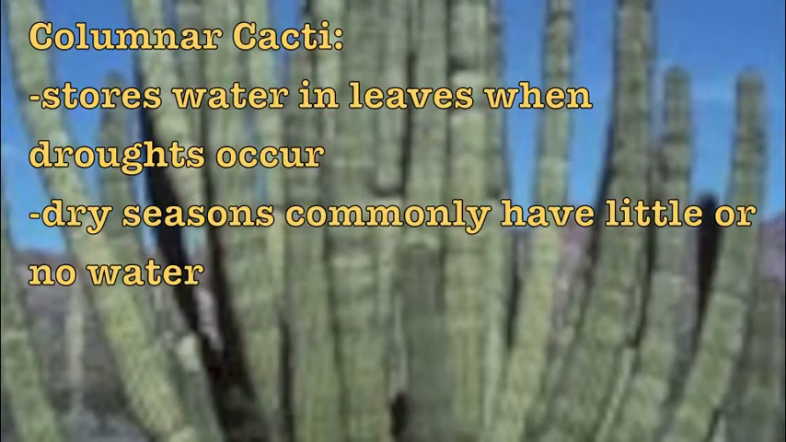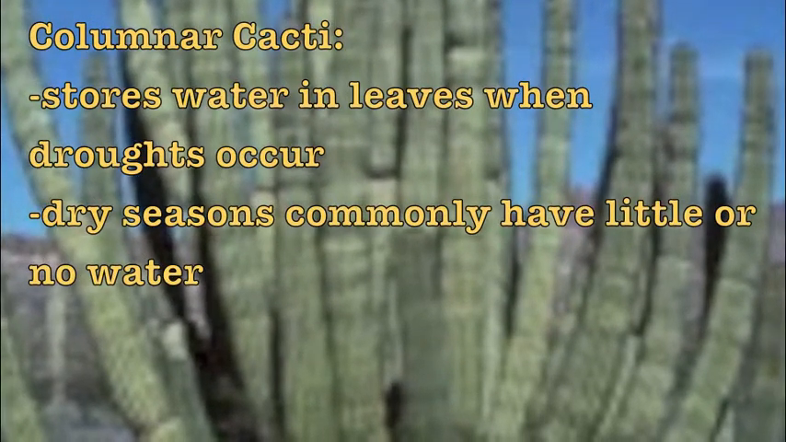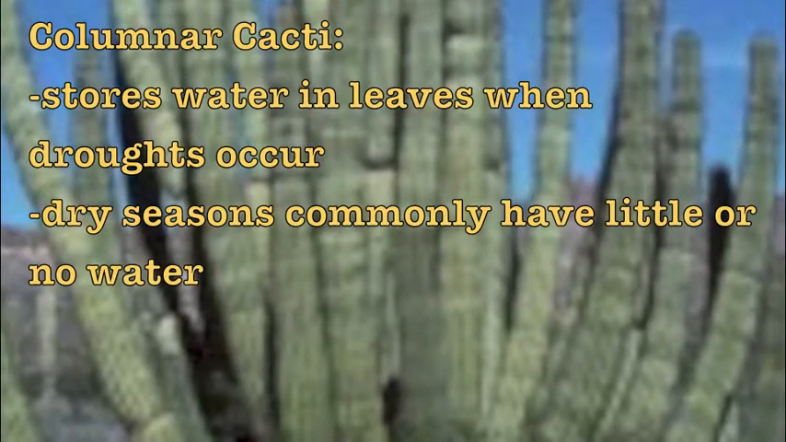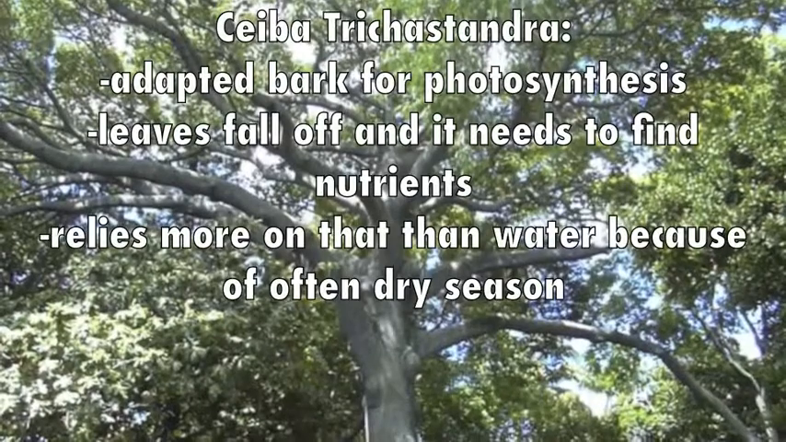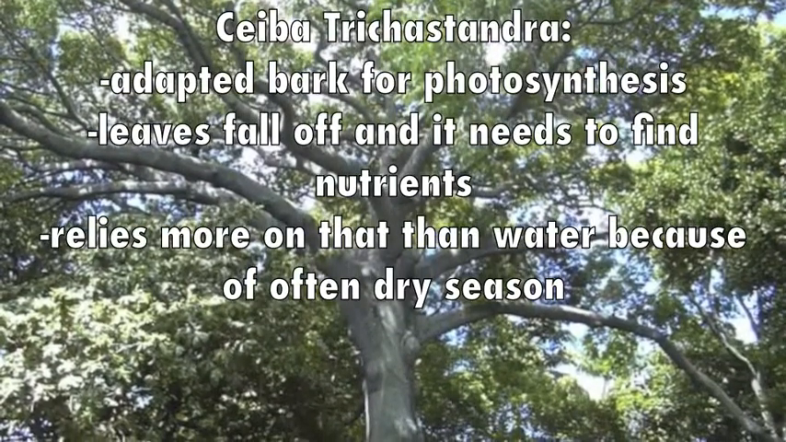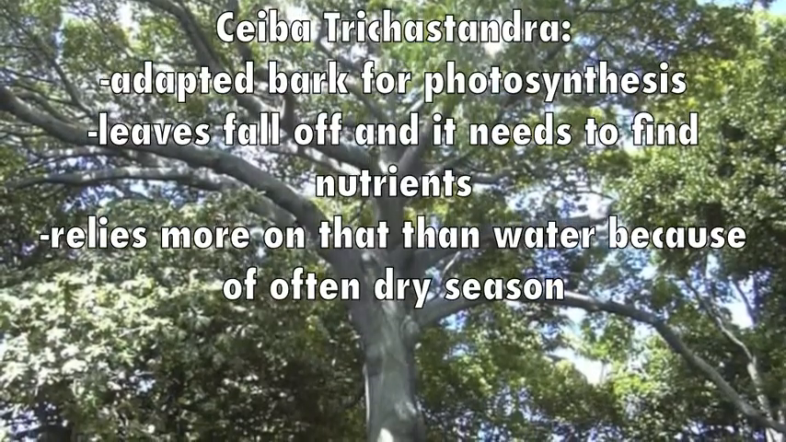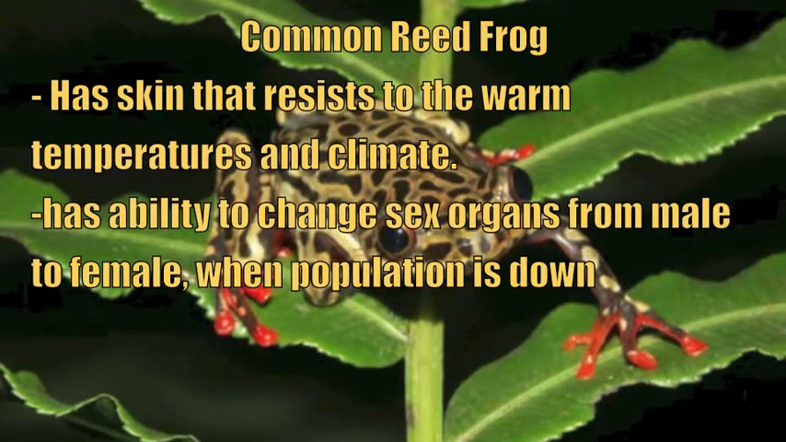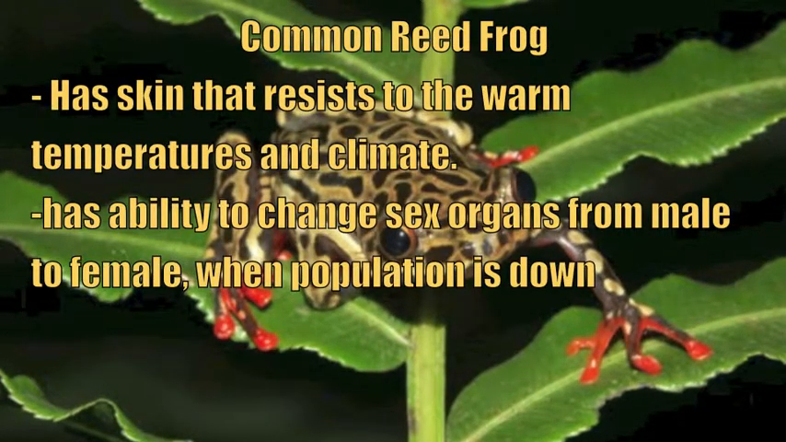The columnar cacti store water inside them for long droughts and dry seasons when little to no water is available. Ceiba trichistandra is a tree which has adapted bark for photosynthesis during dry seasons when it doesn't have leaves due to lack of water. The common reed frog has skin that adapts and resists the warm temperatures and climate of the tropical dry forest.